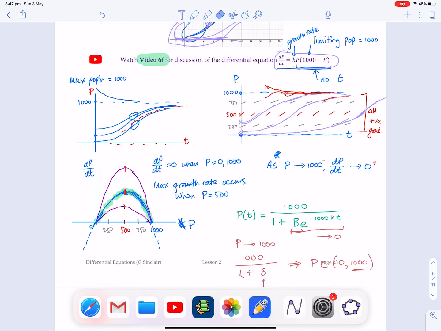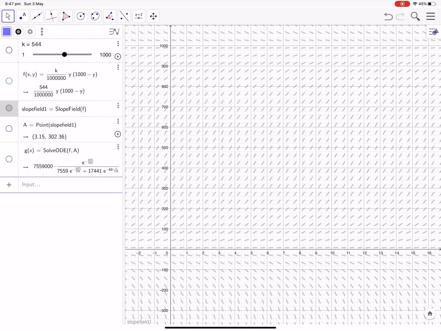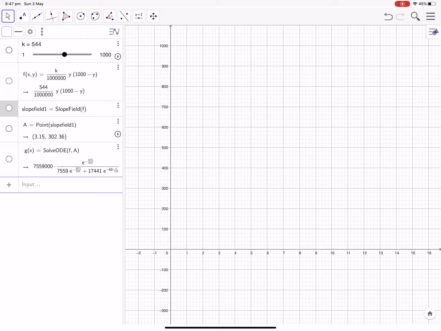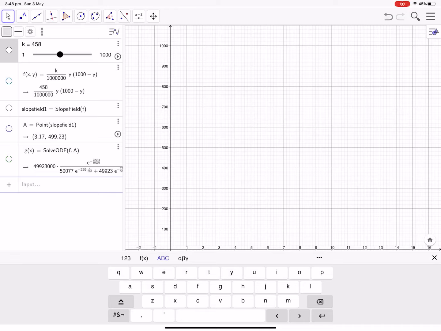I'm going to have a look now in GeoGebra. Whoops, giving a lot away here. I had to set this up earlier because GeoGebra on the iPad is extremely cumbersome, unfortunately. So I've created a slider, and I've made k an integer, and then in my differential equation here, f(x,y) equals k over 1,000,000. So just think of it as adjusting the value of k without having to have long decimal values.